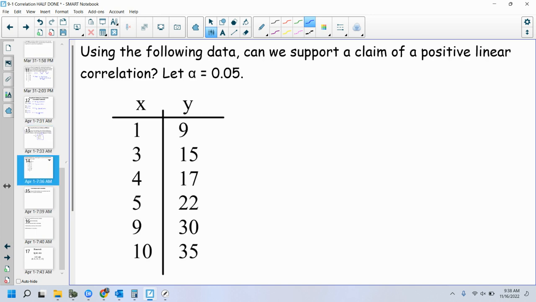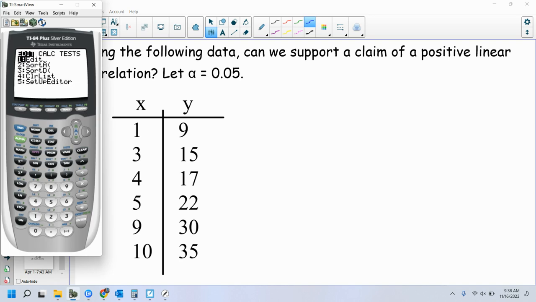So let's use this data. Now, is this the same data that we had in our calculators? Please say yes. No. It's not. That's okay. Let's just input this stuff. 1, 3, 4, 5, 9, and 10. 9, 15, 17, 22, 30, and 35.